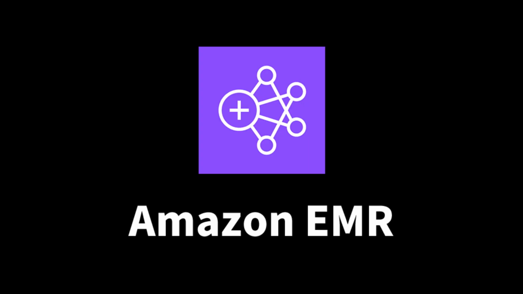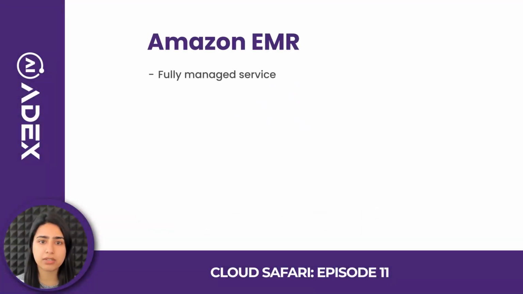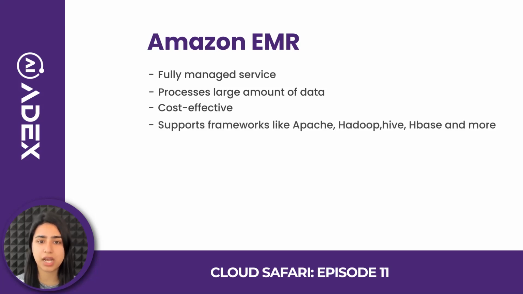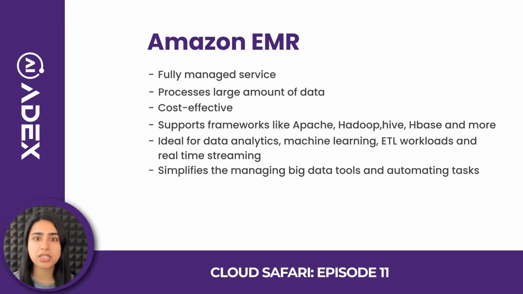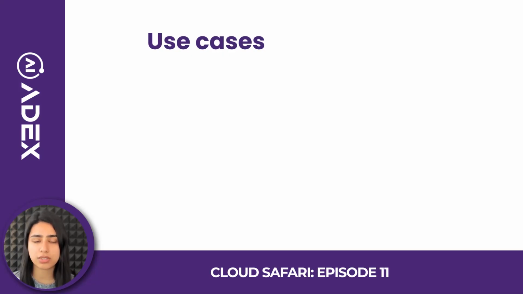So let's get started. Amazon EMR is a fully managed service provided by AWS for processing large amounts of data quickly and cost-effectively across scalable clusters of virtual servers. It supports big data frameworks like Apache Hadoop, Spark, Hive, HBase, Flink, and more, making it ideal for data analytics, machine learning, ETL workloads, and real-time streaming. EMR simplifies the complexities of setting up and managing these big data tools, automating tasks such as cluster provisioning, configuration, and scaling. So let's discuss some use cases of EMR.